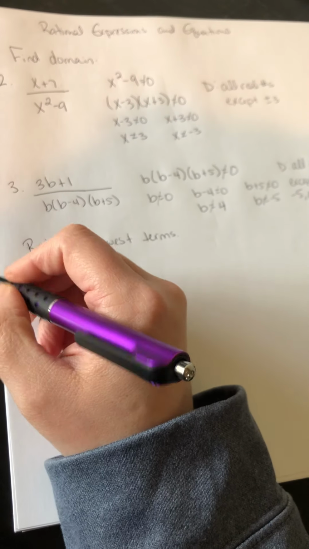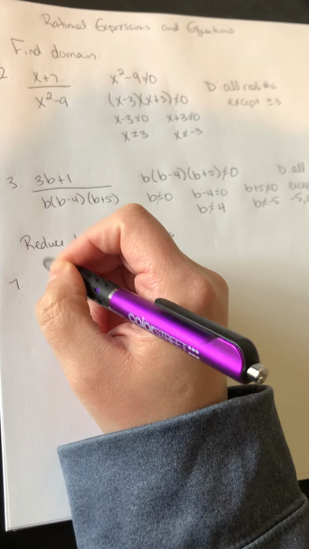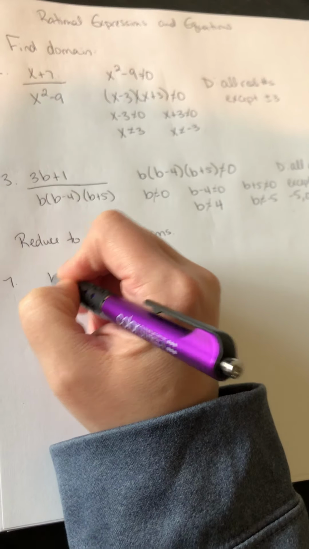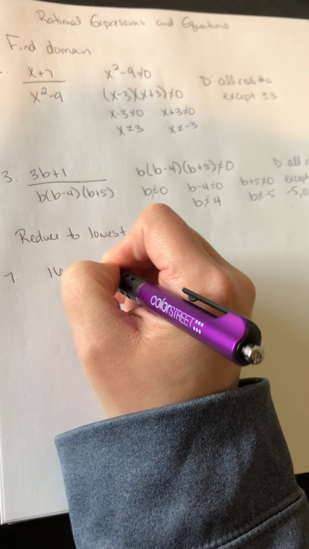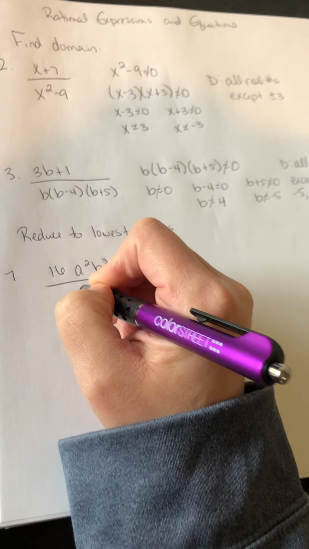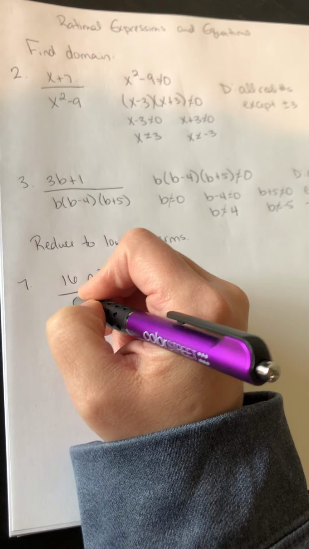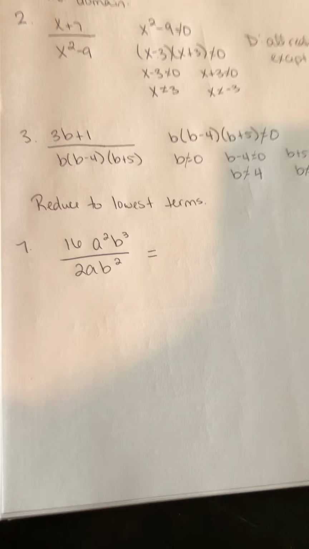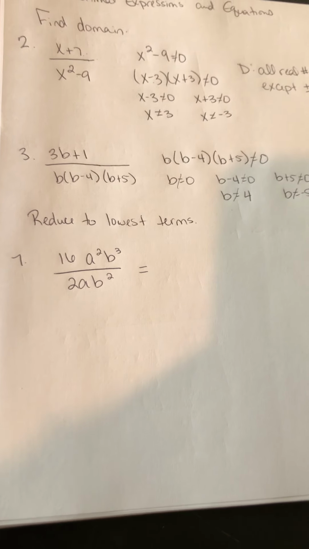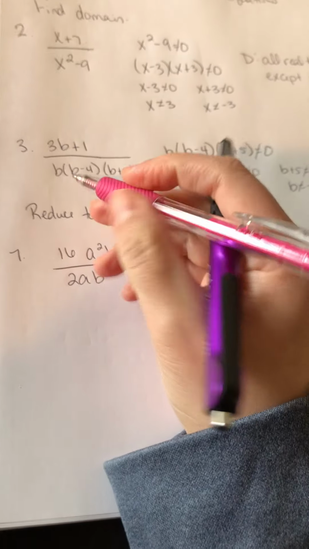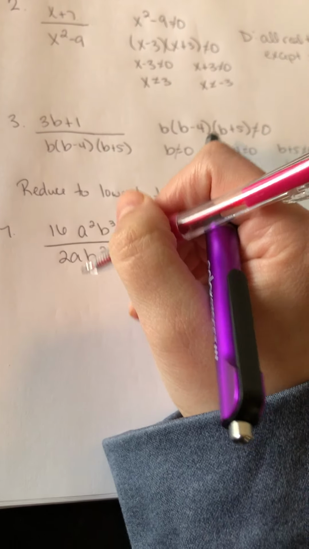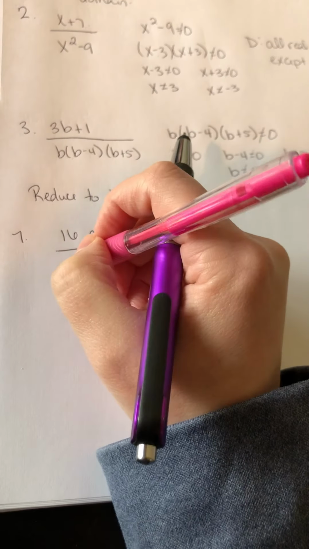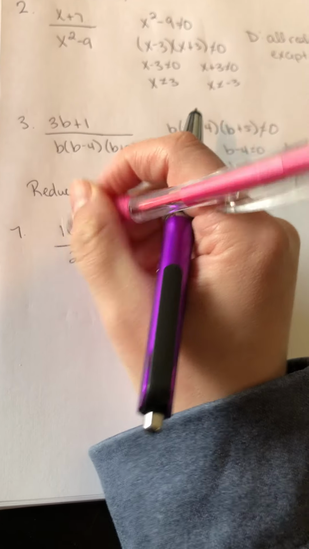So number 7 here, we have 16a squared b cubed over 2ab squared. So you just want to reduce this. So you can divide your numbers just like normal. And some of these, most of these I marked out on the paper. I didn't mark this one out, but I'll do it on this.